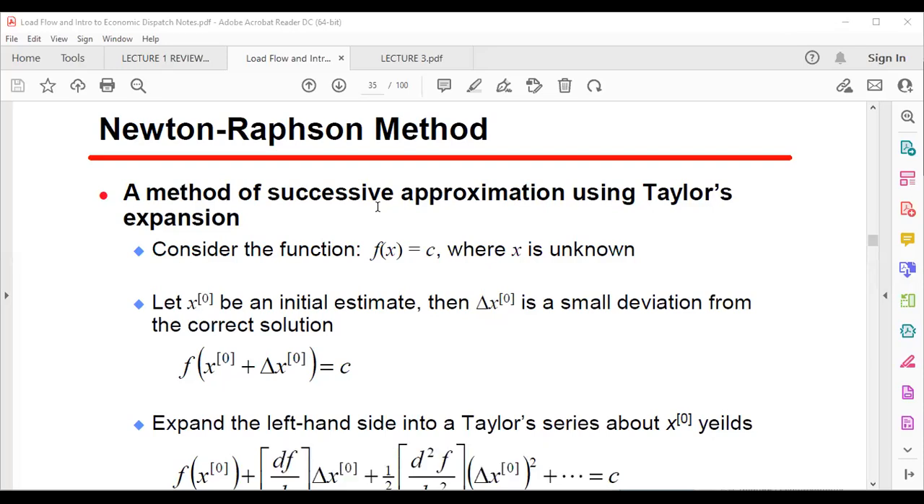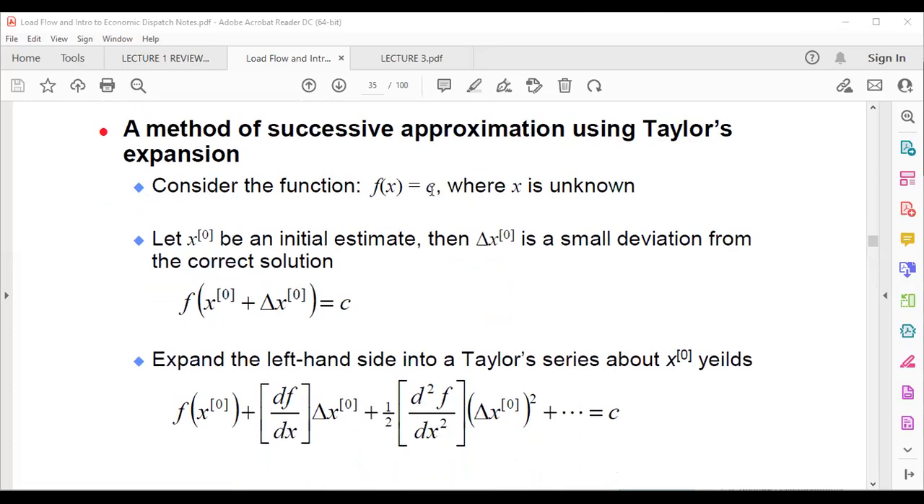So the Newton Raphson method, as per last time's lesson, we mentioned it's a method of successive approximation using Taylor's expansion. For example, if we consider a function f(x) = c, where x is the unknown, and we allow x0 to be the initial estimate, then delta x at 0 will be a small deviation from the solution.